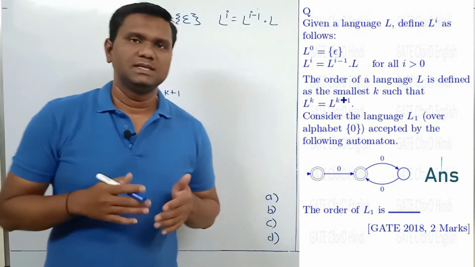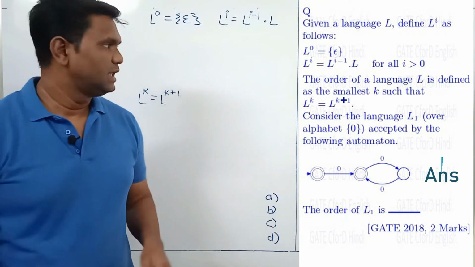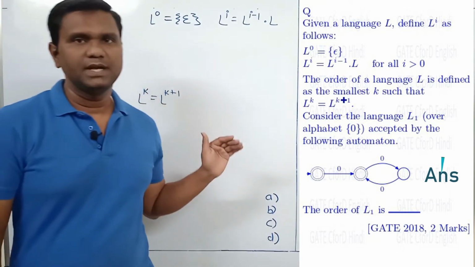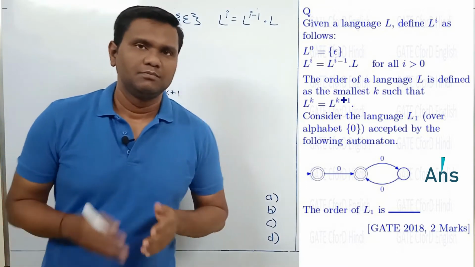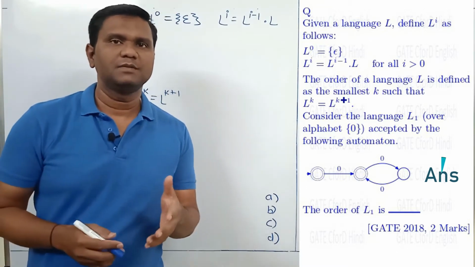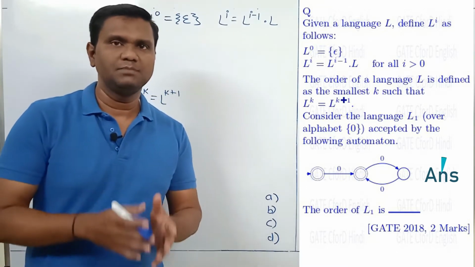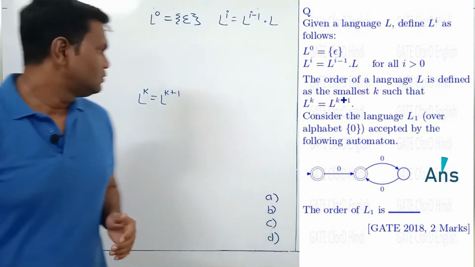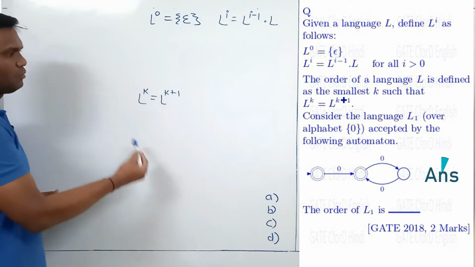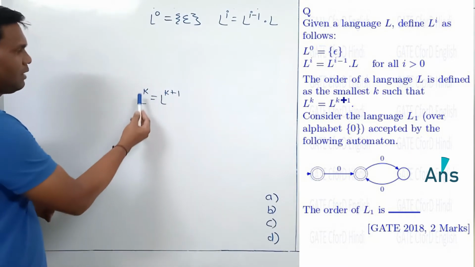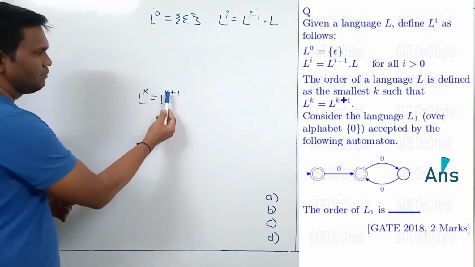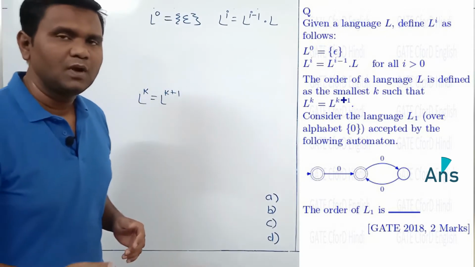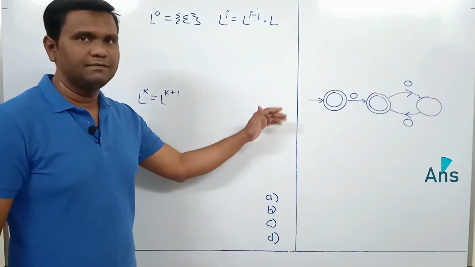Solving this problem is easy if you understand the question. There is a DFA given, there are two formulas, and the problem statement is also a little bit lengthier. But you should understand that every piece of information given in the problem is some input which you can use to reach the answer. Now they have given the formula for the order of the language. L power k is equal to L power k plus 1. K is the order of the language, and you have to find the order of the language of the DFA.